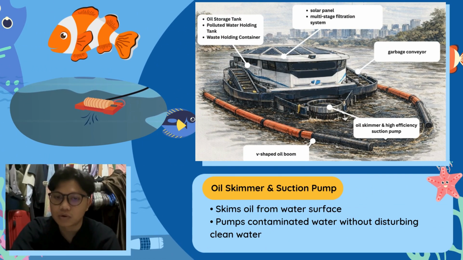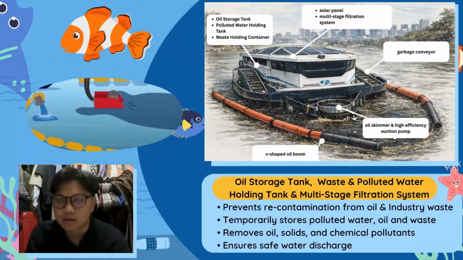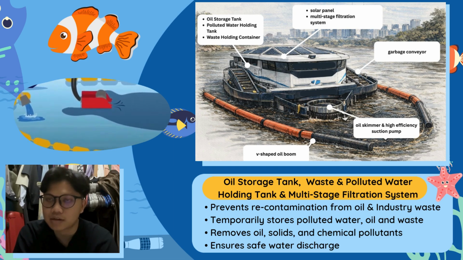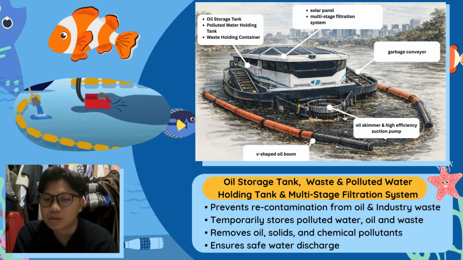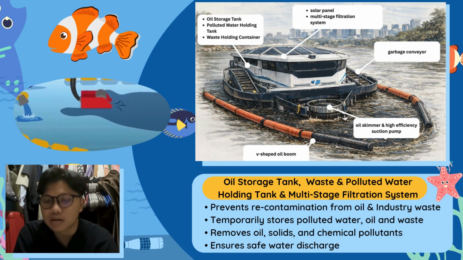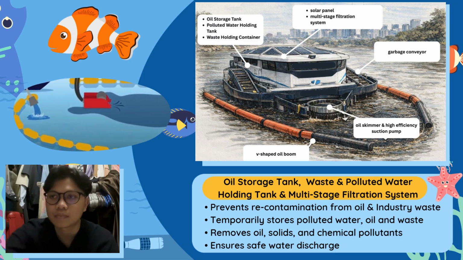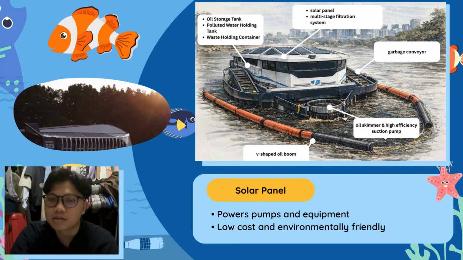Next, this boat also has an oil skimmer and a high efficiency suction pump to remove oil and polluted surface water without disturbing the clean water below. Then, recovered oil and waste is stored in a storage tank, while polluted water is kept in a holding tank before treatment. The water then passes through a multi-stage filtration system to remove oil, solids, and chemical pollutants before being released back into the river. Finally, solar panels power the system, making it sustainable and cost-effective.